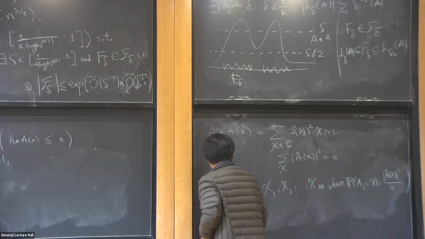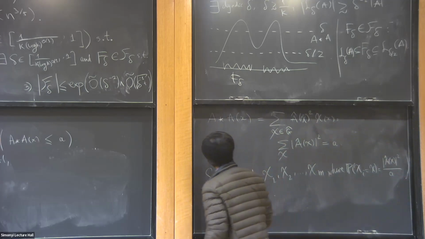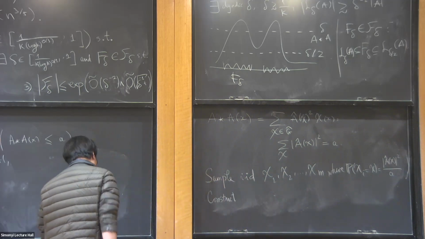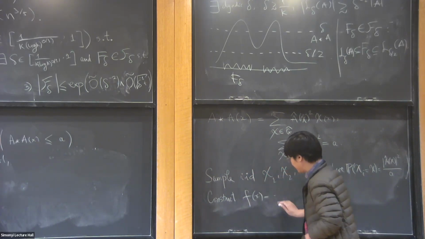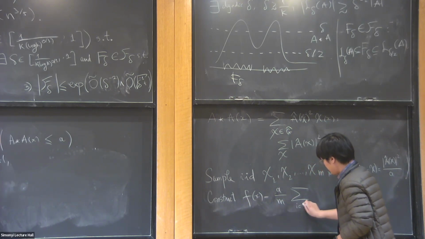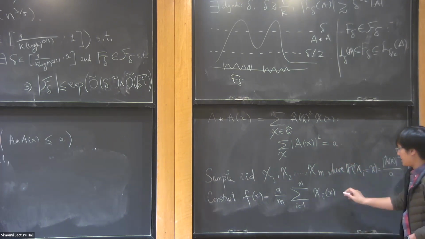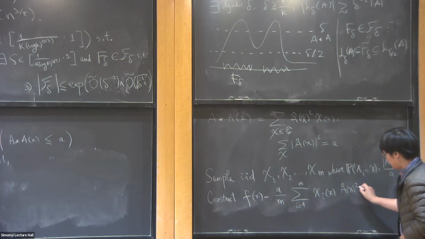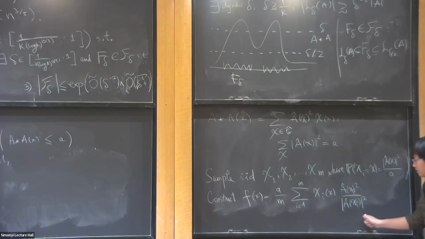Okay, so given this sample, I will now construct an estimate f for this convolution A star A. We construct a function f where f of x is simply the density of A over m times the sum of the characters chi i at the element x, and here maybe I have to rotate a little bit for the phase. And let's note that these terms are always at most 1 in absolute value.